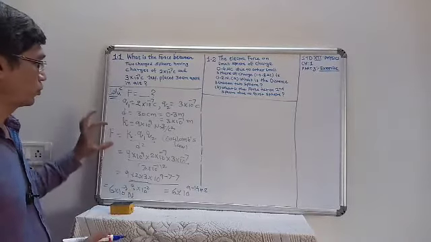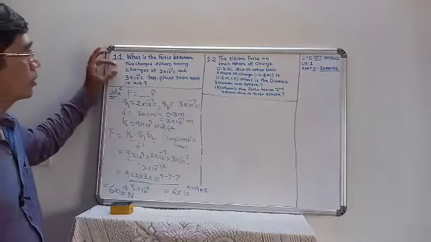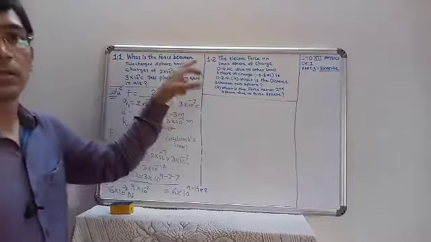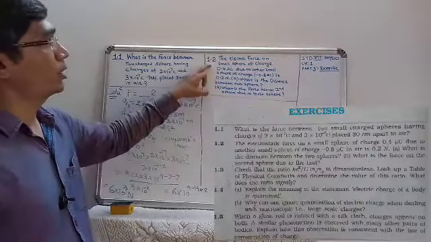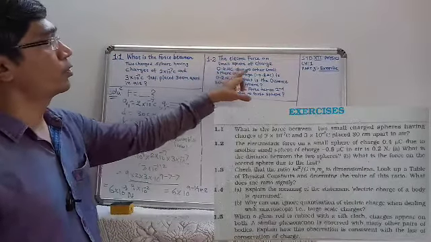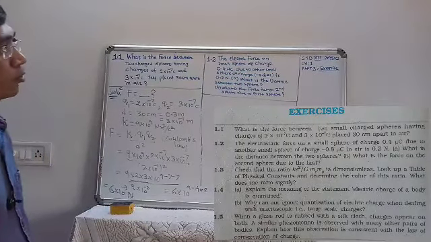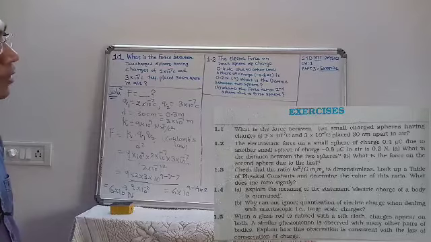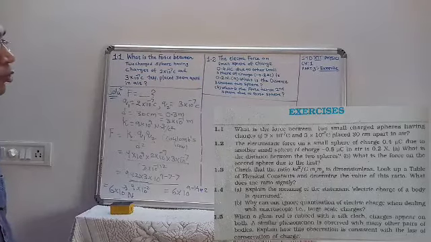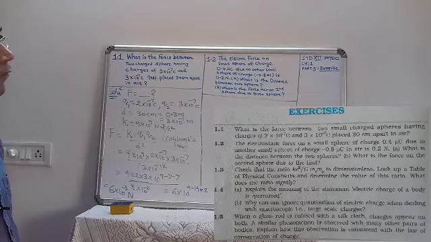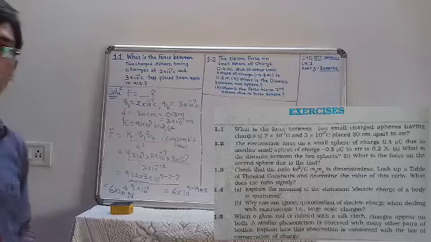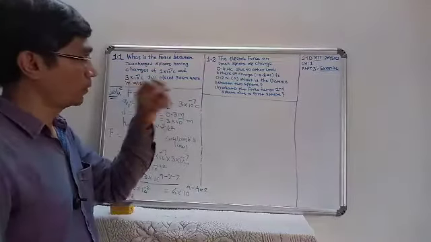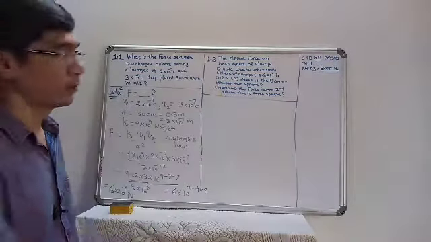So here we have used Coulomb's law in the first exercise question. The second question: the electric force on a small sphere of charge 0.4 microcoulomb due to another small sphere of charge minus 0.8 microcoulomb is 0.2 Newton. What is the distance between the two spheres, and what is the force acting on the second sphere due to the first sphere? So in this example, first of all we are writing the details.